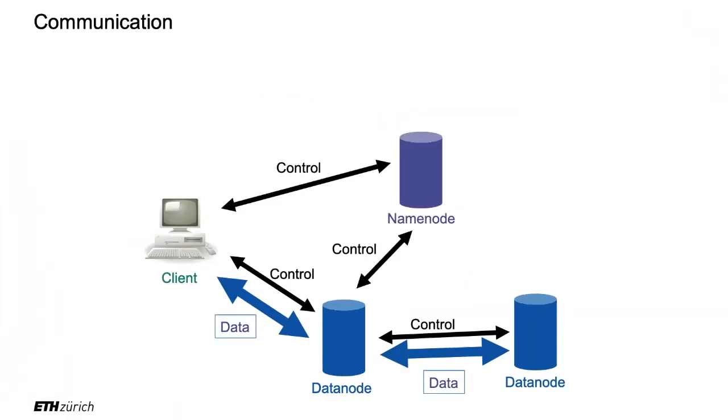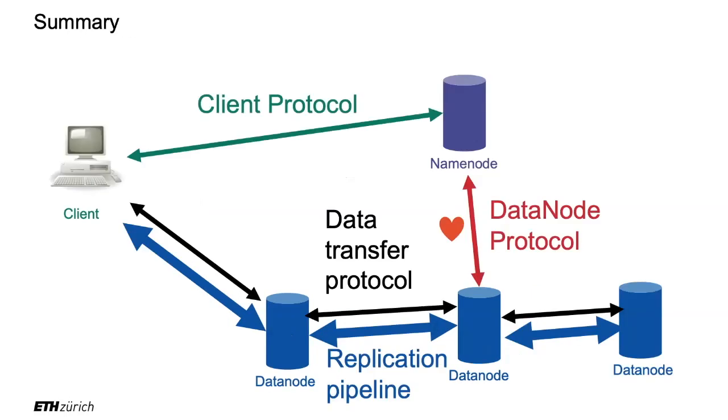Okay, so this is just the same picture, but with the name of the protocol. The name of the data when it flows is called the replication pipeline, and it will become very clear to you why it's called the replication pipeline. Then we have the data transfer protocol, which is for the data to flow between the client and the data nodes in both directions. The communication between data nodes and name node is called the data node protocol. And the communication between the client and the name node is called the client protocol, right?